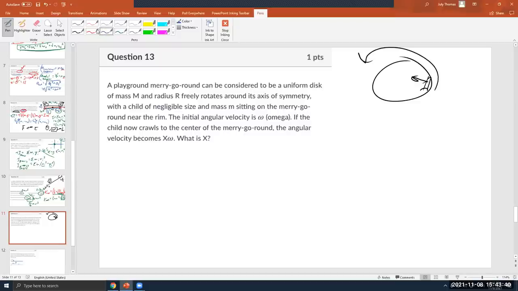What's going on here is that the momentum of this whole system is being conserved, but the inertia changes as this object moves, because that object is technically a point mass with an inertia of mr². As that object changes its r, it changes its inertia. So what will be constant here is we'll know that L initial is equal to L final. This is just conservation of momentum, but for rotation. And that means that I initial omega initial is equal to I final omega final.